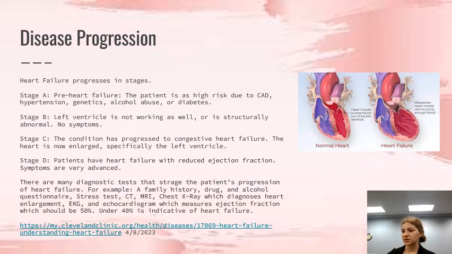In stage D, patients have heart failure with a reduced ejection fraction. The EF is less than 40%, and symptoms are very advanced at this point.